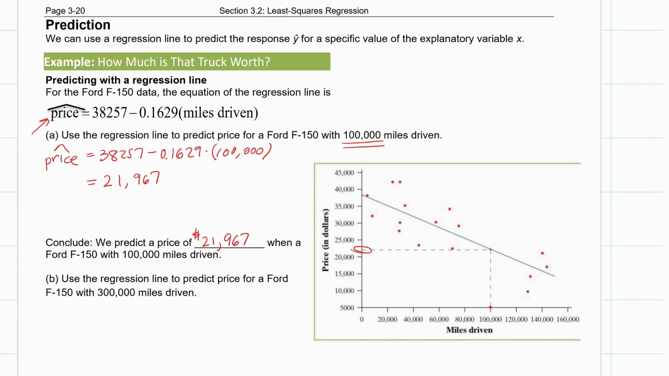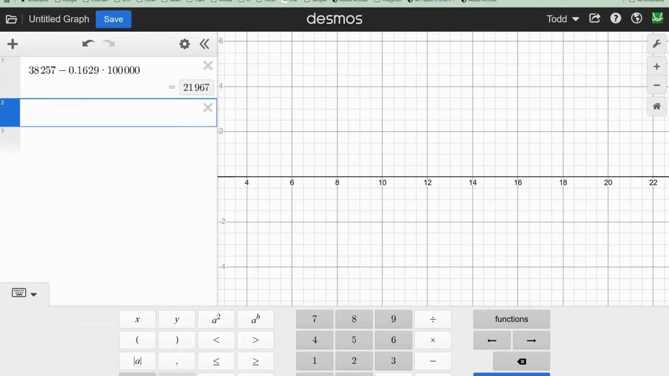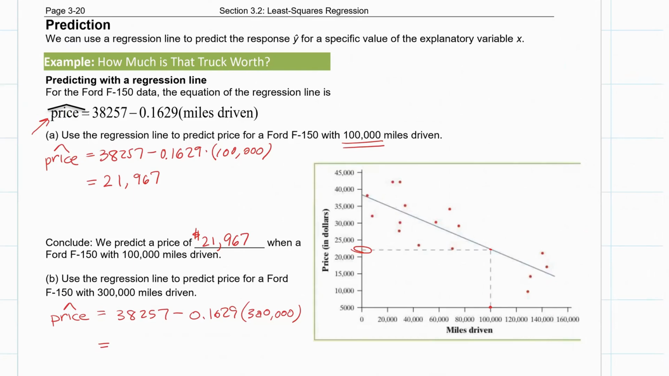What if we try to do the same thing and find the predicted price for a truck with 300,000 miles on it? Well, we've got the same equation, except this time we're going to multiply by 300,000. All right. Let's go back over to Desmos. I'm just going to go up here and edit that 100,000, change it to 300,000. And it says it's worth negative $10,613. I'll write that down. Negative 10,613.